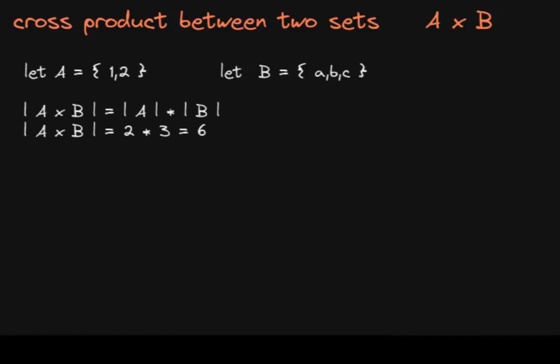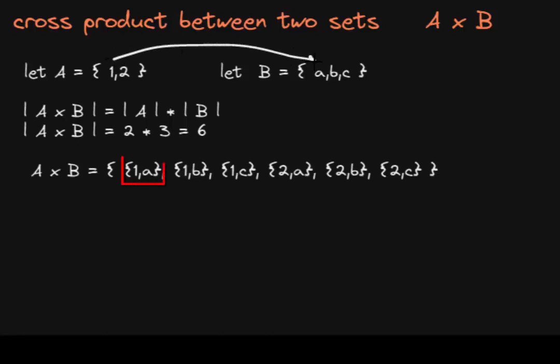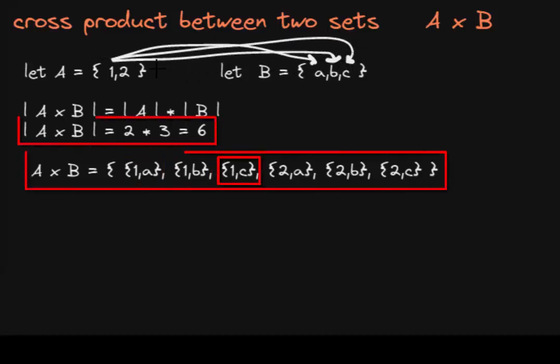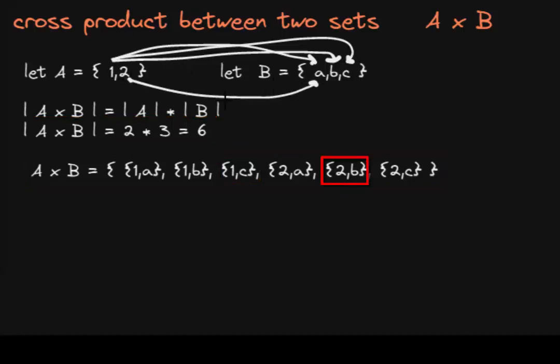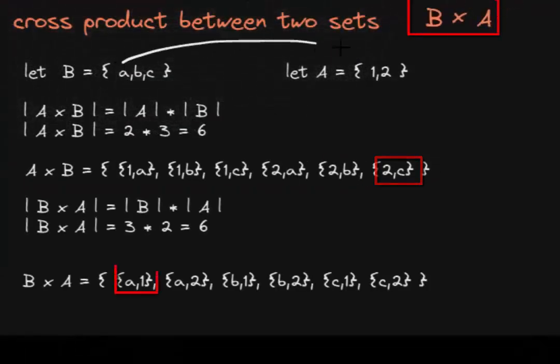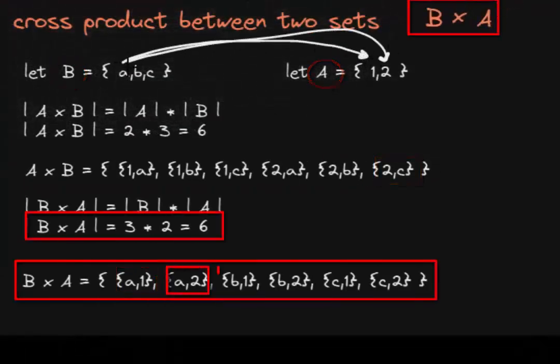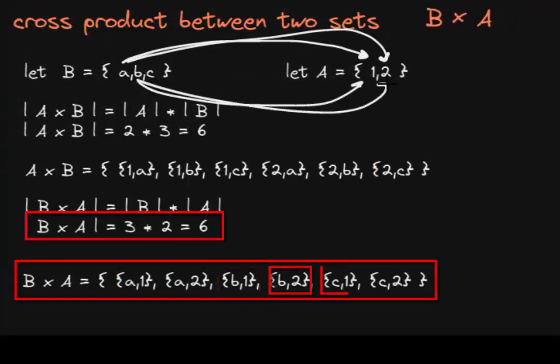Before we discuss relations, let's introduce another set operation, the cross product between two sets. As with any operation, this gives as a result another set, called the cross product of A on B, and it will contain as many elements as the product of their sizes. Notice that despite the same size, the cross product of B on A is a completely different result.